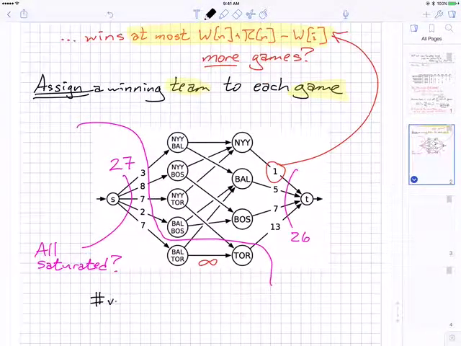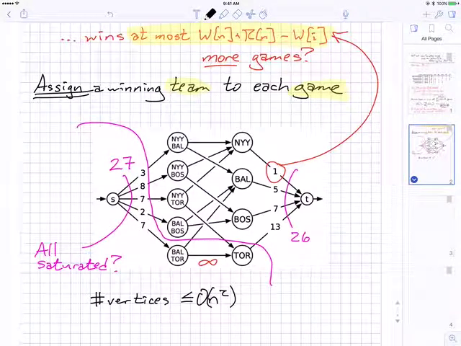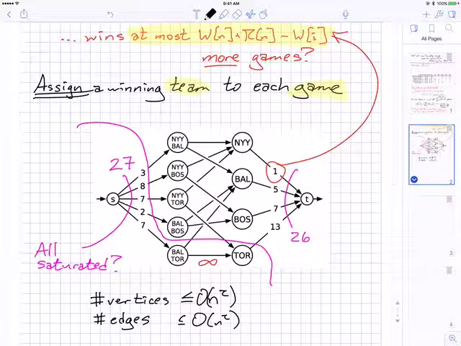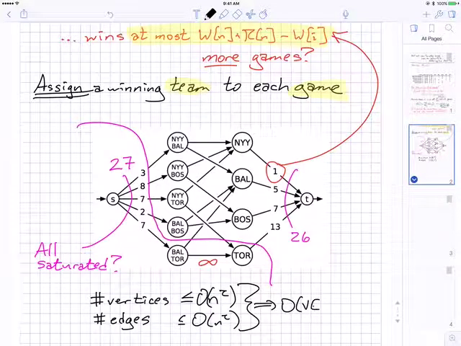The number of vertices in this graph is at most n squared, where n is the number of teams, because it could be that for every pair of teams, I have at least one game. The number of edges is also at most n squared, because every one of these possibly n squared game vertices has exactly one edge coming in and exactly two edges coming out, and the only other edges in the graph are these n minus one edges over here. And so that means that the running time of the algorithm is going to be V times E, which is n to the fourth.